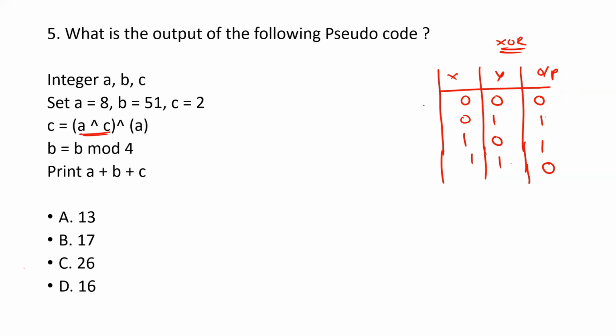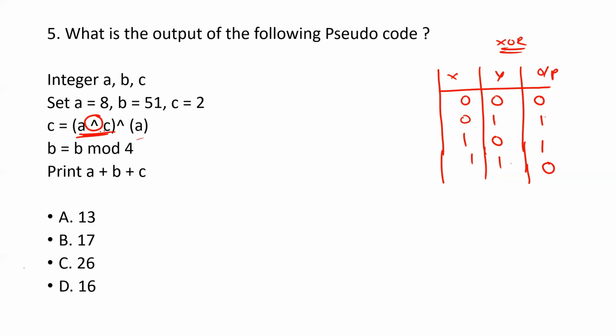So you know what XOR is? Whenever you have two values that are the same, you will get 0. When they are different, you will get 1. And this is the symbol for the XOR gate. And then what they are doing: firstly you do XOR of A and C, the combined result is again XORed with A, and that you will be storing in C.